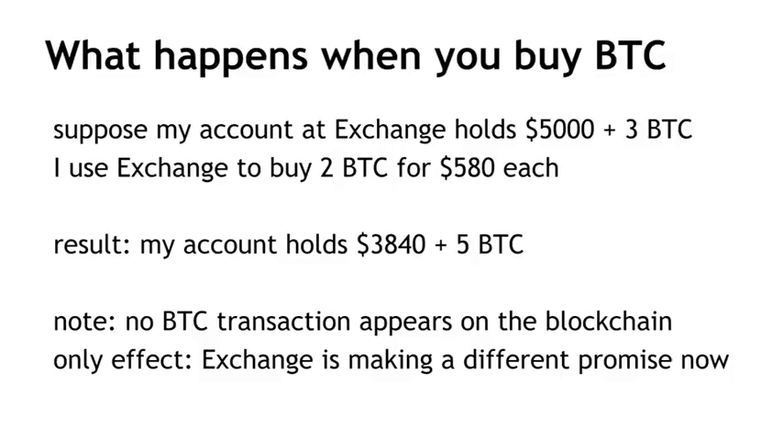Now I have 5 Bitcoins instead of 3, and I also have $3,840. That's my 5,000 initial dollars minus $580 each times 2 Bitcoins. That's $3,840. So now that's what's in my account. But the important thing to note here is that when this transaction happened involving me and another customer of the same exchange, no transaction actually happened on the Bitcoin blockchain.